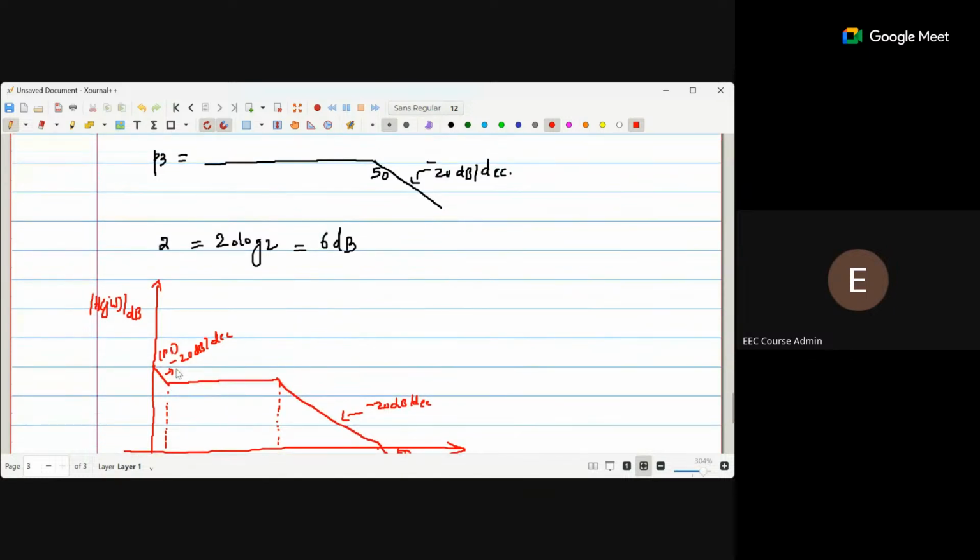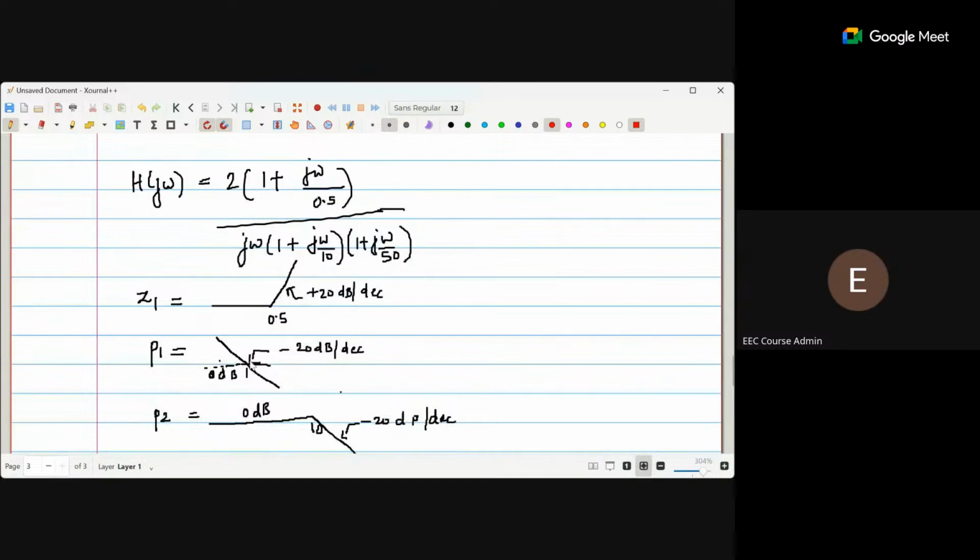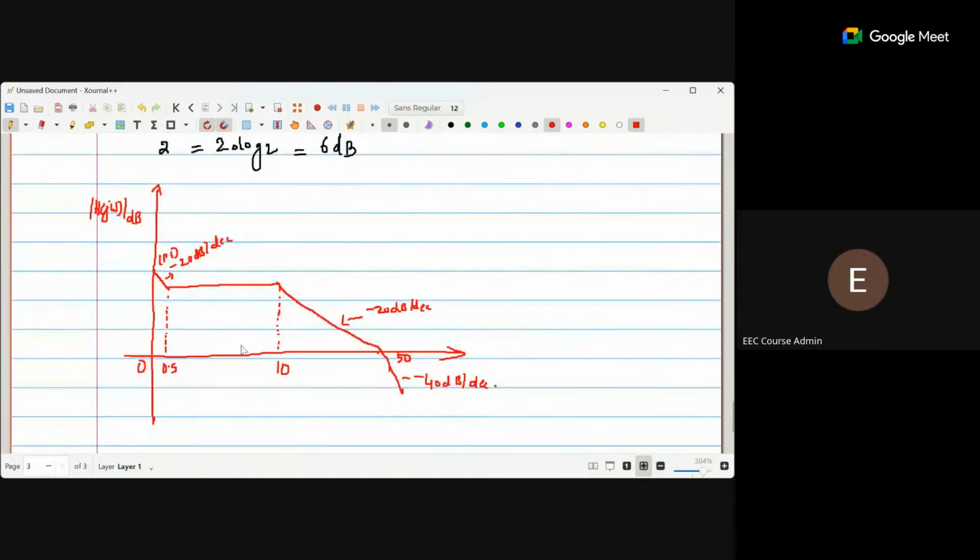And from 0.5 to 10, what you have is, because the influence of Z1 is plus 20 dB per decade, and influence of P1 is minus 20 dB per decade, both get cancelled and we get it as 0 dB, and that 0 dB, because of the influence of P2, continues until 10. So in effect, from 0.5 to 10, the 0 dB line extends. So this is the 0 dB.